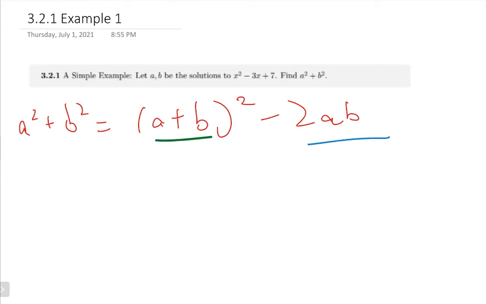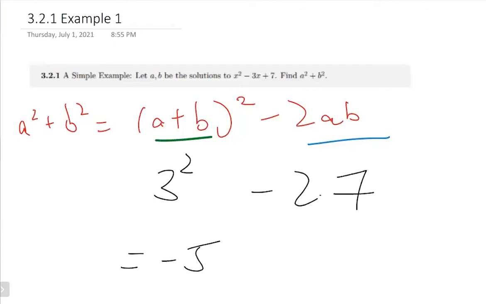So by Vieta's formulas, the sum of the roots is 3, because it's the negative of the coefficient of x divided by the coefficient of x squared. So that's negative of negative 3 over 1, which is 3. And then the product is equal to negative 1 to the power of the degree of the polynomial, which is 2, so negative 1 squared, which is 1, multiplied by the constant term over the leading coefficient. The constant term is 7. The leading coefficient is 1. So negative 1 squared times 7 over 1 is 7. So 3 squared minus 2 times 7, which is negative 5.